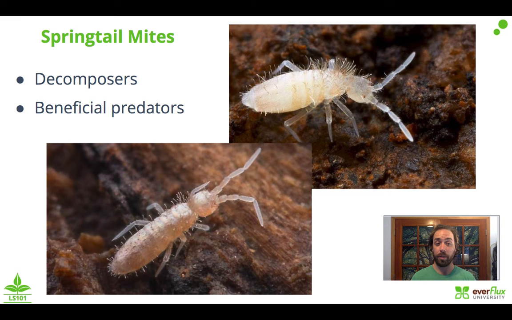Now, another great thing about springtail mites is that they are beneficial predators. So they will actually eat fungus gnat larvae, and they will eat thrips, which are two pests that are pretty nasty and that nobody wants to have around.